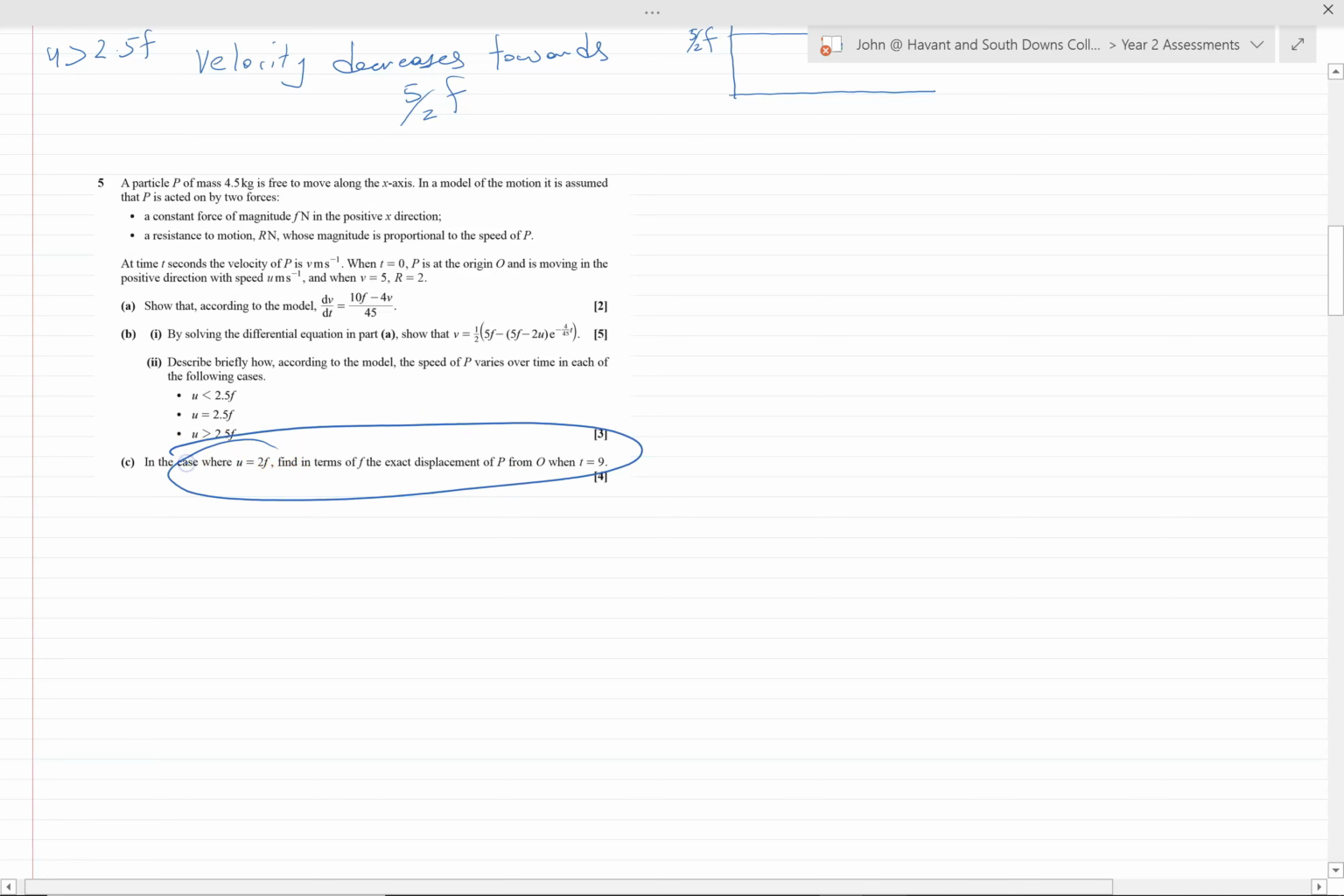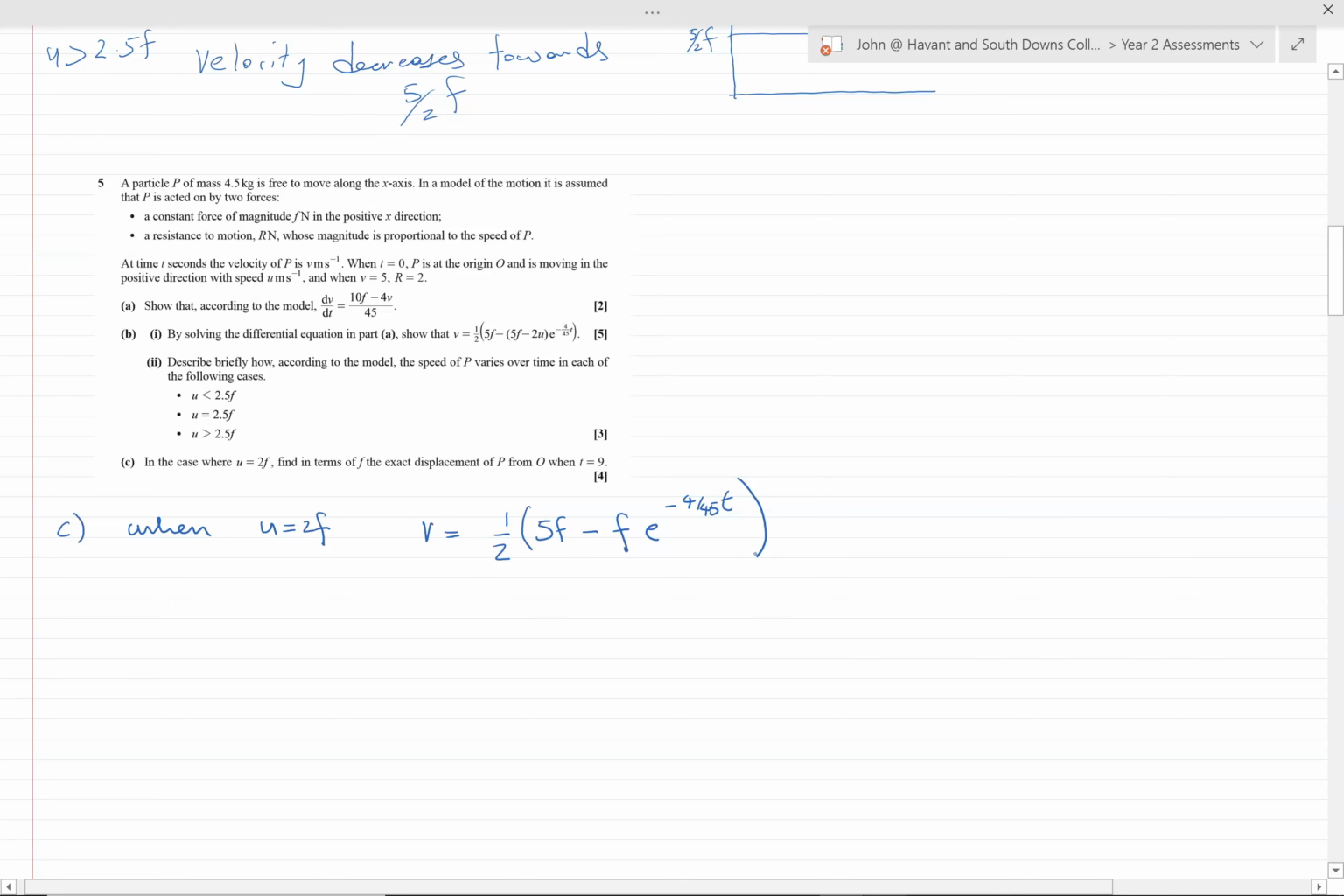Okay, so the final part is just looking at a particular case. I've brought up the question again here. We're on part C now, and we're told that u is equal to 2f. So we can put that into our expression that we've found. That's probably the first thing to do. So when u equals 2f, we've got v is equal to a half times 5f minus f e to the minus 4 over 45 t.